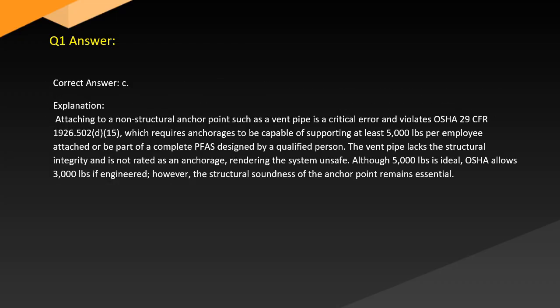Answer. Correct answer: C. Explanation. Attaching to a non-structural anchor point such as a vent pipe is a critical error and violates OSHA 29 CFR 1926.502(d)(15), which requires anchorages to be capable of supporting at least 5,000 pounds per employee attached or be part of a complete PFAS designed by a qualified person. The vent pipe lacks the structural integrity and is not a rated anchorage, rendering the system unsafe. Although 5,000 pounds is ideal, OSHA allows 3,000 pounds if engineered. However, the structural soundness of the anchor point remains essential.